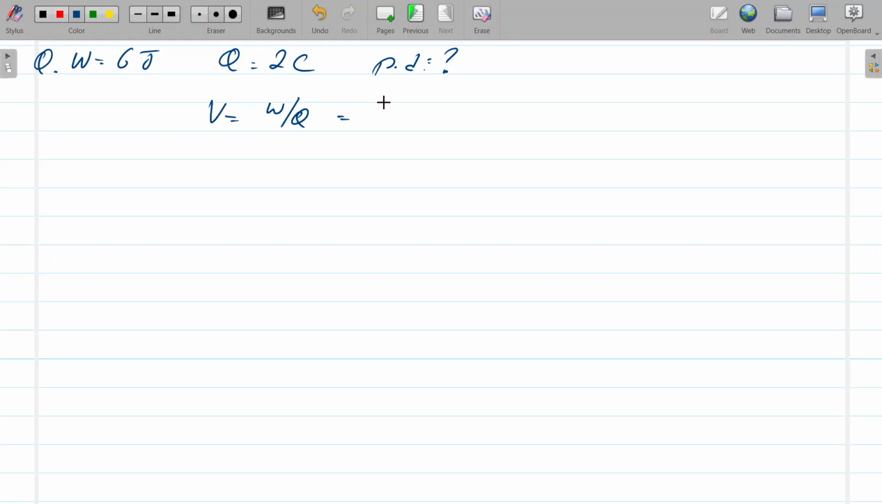Right. And so you're going to do V equals to W over Q, which is what now? What are the values of W and Q? W is 6 and Q is 2. And so that's going to give me a voltage of 3. 3 joules per coulomb or volts, right?